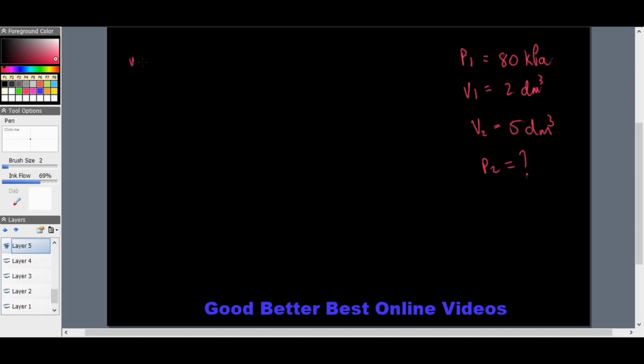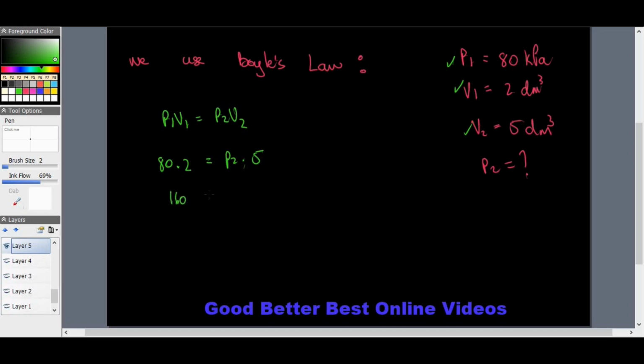So what are we going to use here? We use Boyles Law, and we know that because they've only mentioned pressure and volume. So let's use it. For the solution, P1 V1 is equal to P2 V2. So we have 80 multiplied by 2, times P2, which is unknown, times 5. So I end up with 160 is equal to 5 P2, divide both sides by 5.